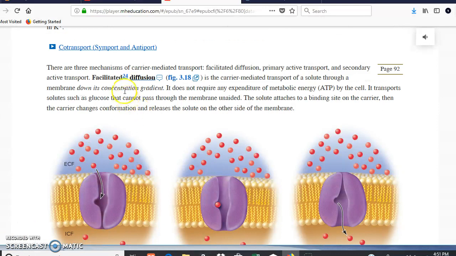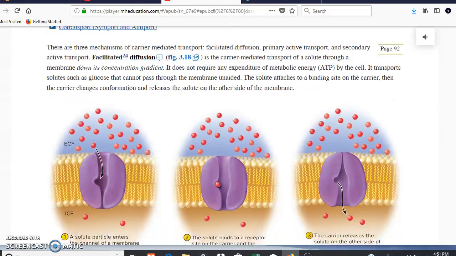Okay, so now we have facilitated diffusion. In facilitated diffusion, the substances go, as you can see here, from high to low. But it doesn't do it alone. It needs a transporter in order to achieve that. So the molecules go from high to low, but with the help of this transporter. For that reason, this is going to be called facilitated diffusion.